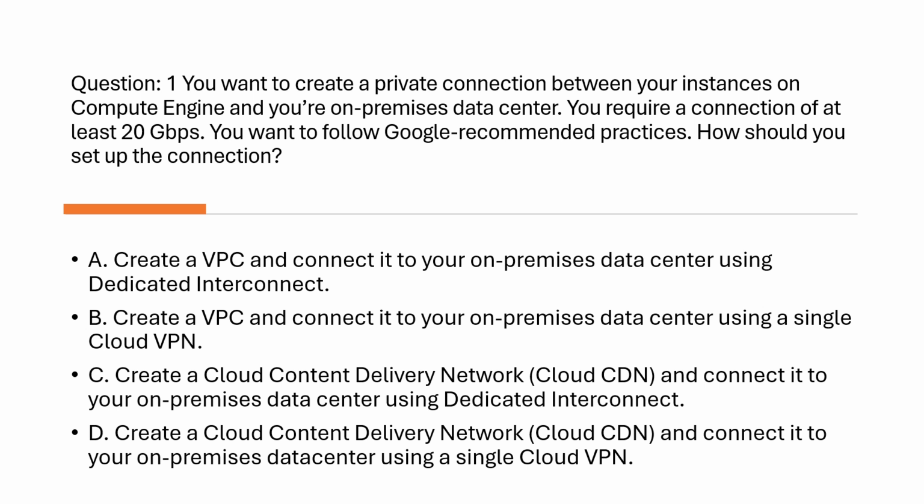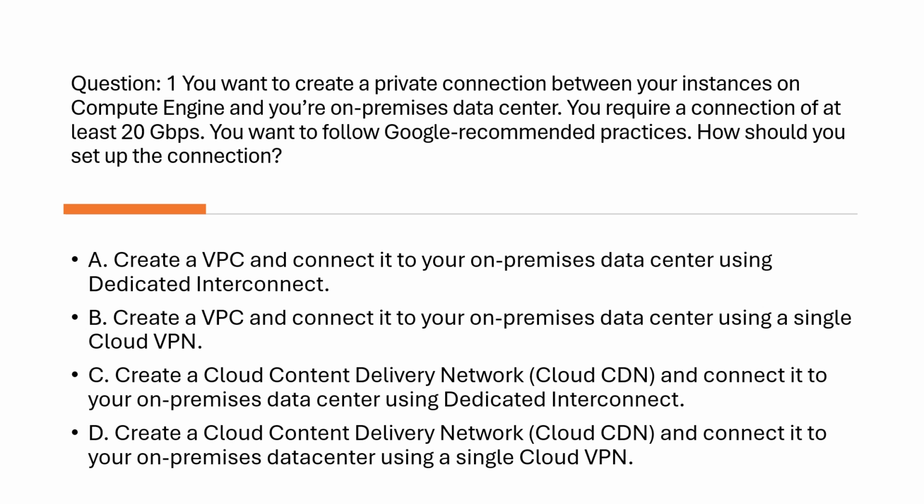Question 1. You want to create a private connection between your instances on Compute Engine and your on-premises data center. You require a connection of at least 20 Gbps. You want to follow Google recommended practices. How should you set up the connection?